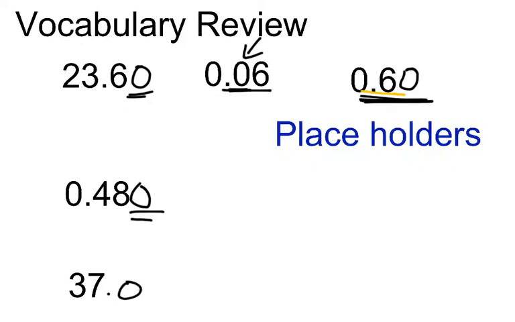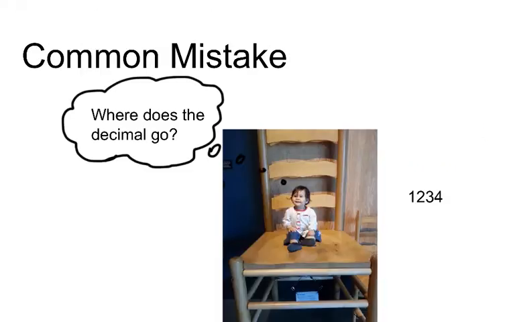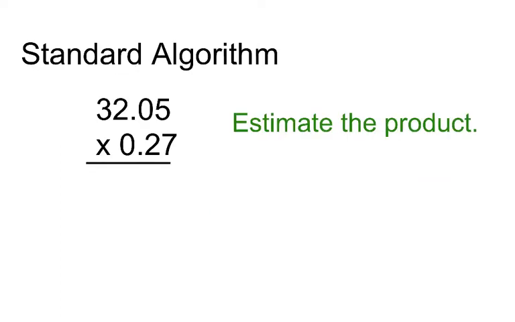So that's a little review. A common mistake is, of course, students will misplace the decimal. They won't know where exactly to put a decimal in a certain number. So always ask yourself, especially at the very end of a multiplication problem, where does the decimal go? First we're going to look at it using a standard algorithm in order to find the product.